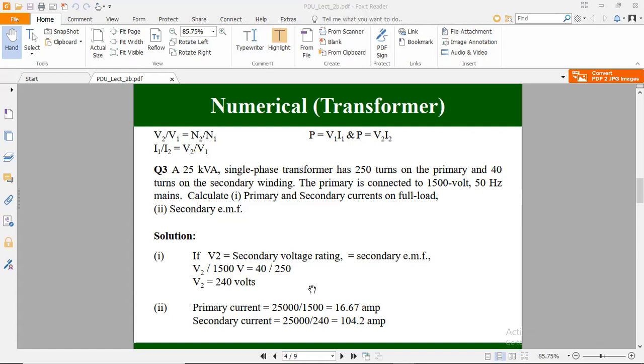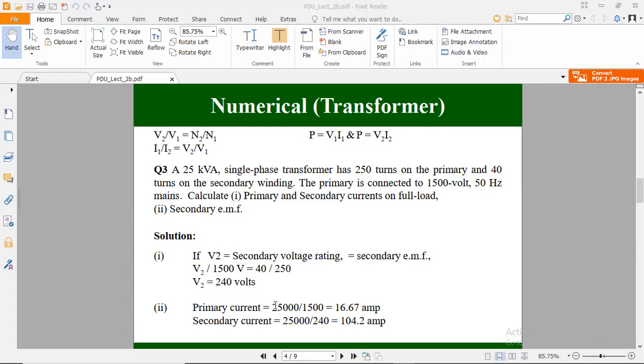Now moving towards the solution, if V2 is the secondary voltage rating, the secondary EMF, then V2 divided by V1 equals N2 divided by N1. This is the simple formula, the ratio of voltage versus number of turns in this scenario. We implement it at this level. Now rearrange this term for V2, and after multiplication and division, we get the value of EMF at the secondary side as 240 volts.